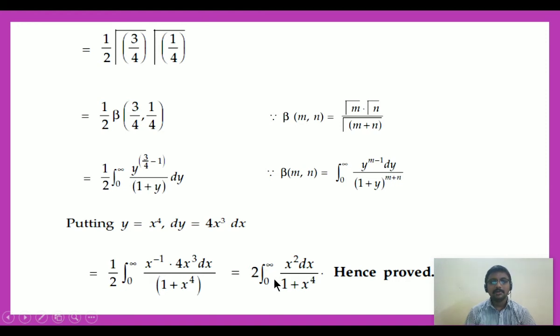So clearly proved. We just have to remember the formulas. That is, beta of m, n is gamma of m into gamma of n by gamma of m plus n. And beta of m, n is integral 0 to infinity y to the power of m minus 1 upon 1 plus y whole power m plus n dy. We can take n also here.